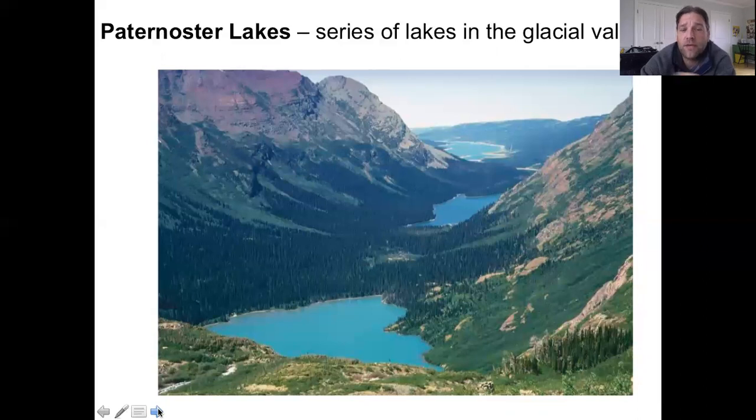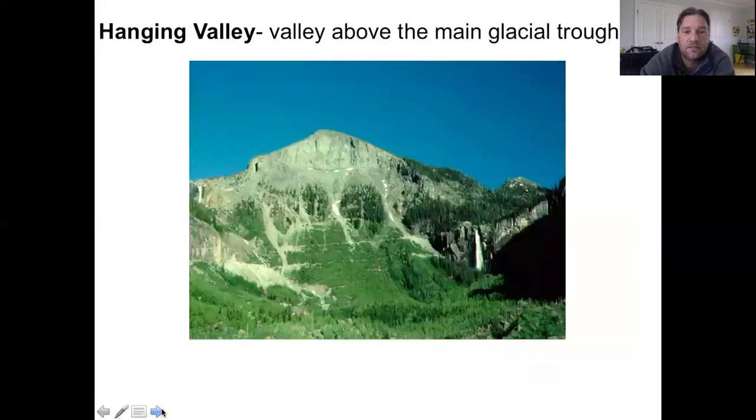So here are 3 paternoster lakes, 1 and 2 and 3. And then this picture here shows that perfect U-shaped glacial valley. Here are 2 hanging valleys, one here and then another one right here. If you've ever traveled to Yosemite, which is in California, there's all kinds of hanging valleys and some of the coolest waterfalls you will find in our state.